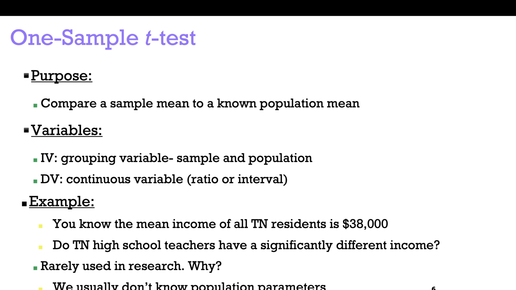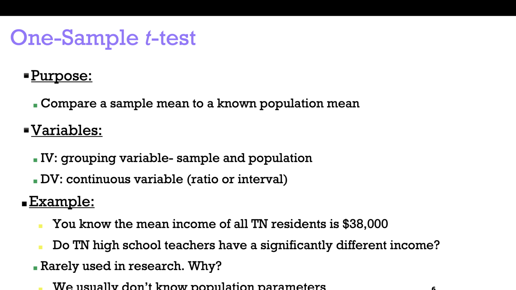So a one-sample t-test. The purpose is to compare one sample mean to a known population mean. So essentially, for a one-sample t-test, we need to know our population's mean, say how many miles per gallon on average GM's new fleet of cars gets, and we want to compare our sample mean. So I took 10 cars and I drove them 100 miles, and now I have a miles per gallon. So is that sample mean different than the population mean that GM put out?